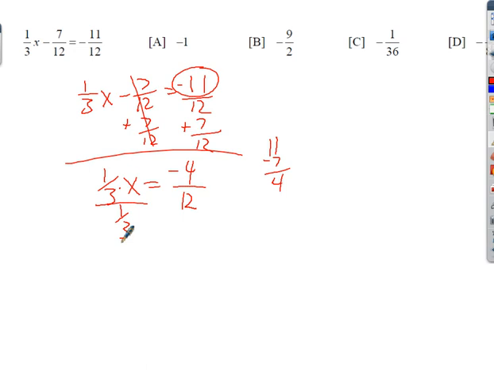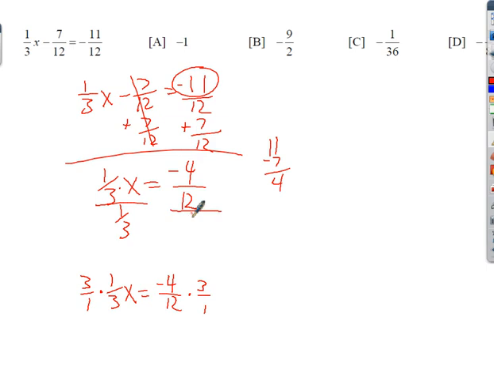And some of you may have said, oh yeah, dividing by a fraction is the same as that keep, change, flip, or that multiplying by its reciprocal. So some people may have represented this, said 1/3 x equals negative 4/12. They may have said, you know what, I'm just going to multiply both sides by its reciprocal. Alright, and if that caught you off guard, just watch and see.